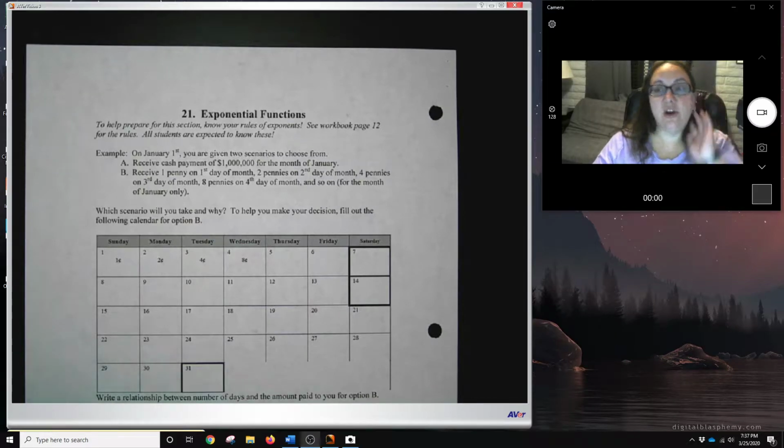Okay, we're going to start Unit 4. So our first set of notes in Unit 4 is going to be about exponential functions. So I want you to please read this description.